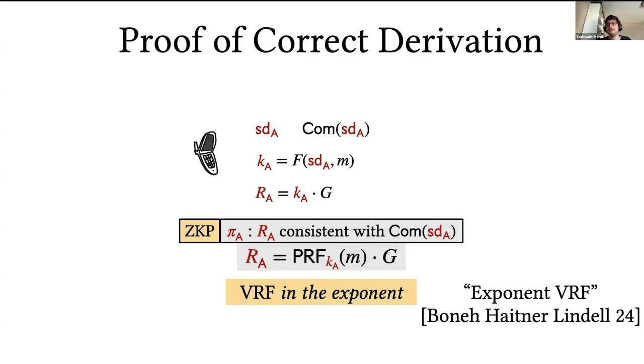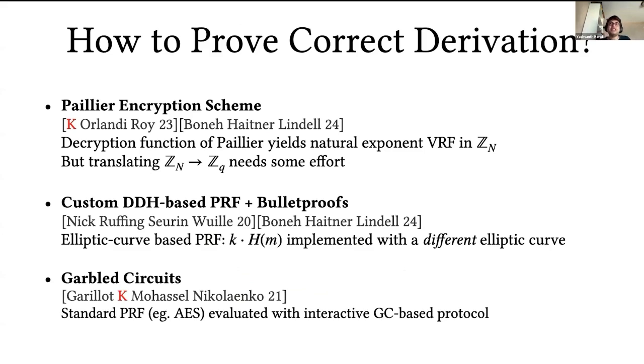And yeah, very recently, Boneh et al. came up with a nice abstraction for this problem, and they named it an exponent PRF. But how would we actually instantiate such an object? There are a few different approaches. The first that I'll cover is with the Paillier encryption scheme. With my co-authors, Claudio Orlandi and Lawrence Roy, we had a paper last year which showed that the decryption function for Paillier happens to give a very natural exponent VRF. Unfortunately, the VRF that it gives produces outputs in Zn, integers modulo n, where n is some biprime. And then we need to do some work to translate this VRF in Zn to a VRF in Zq, where q is the curve group order.